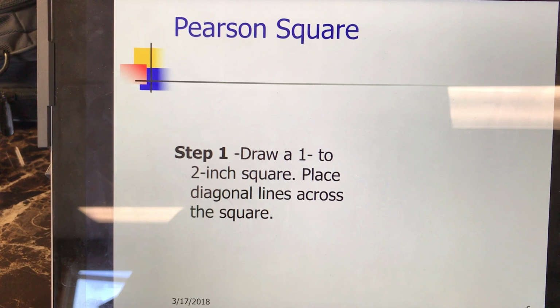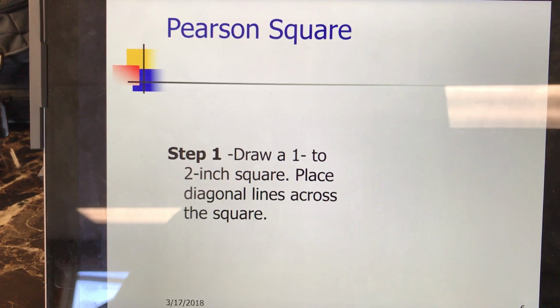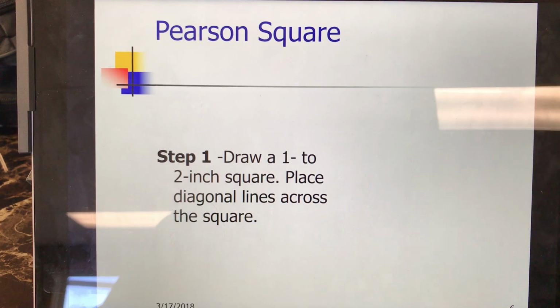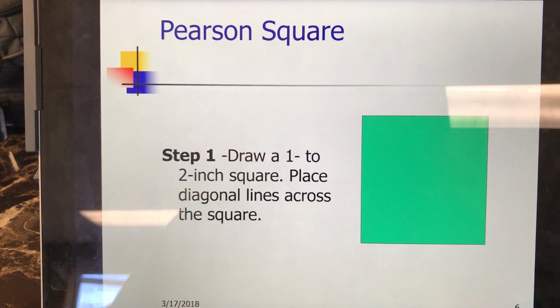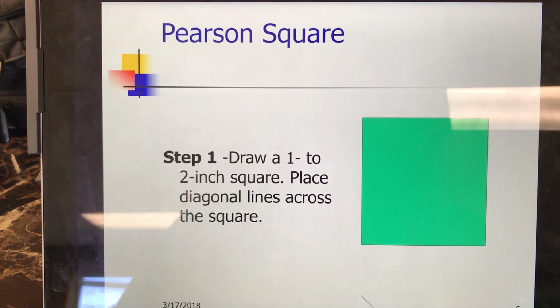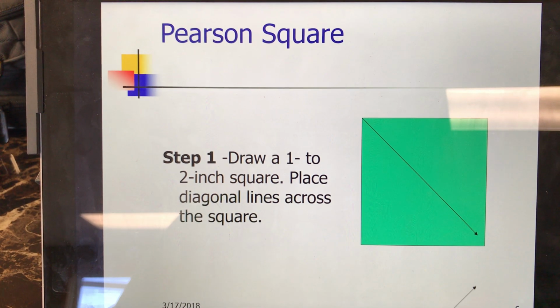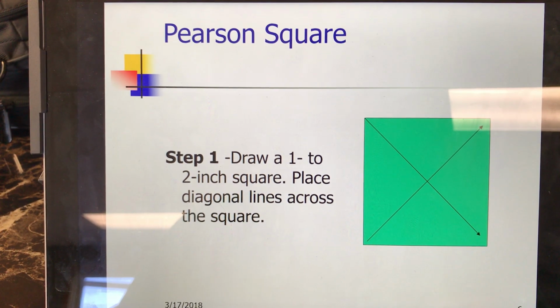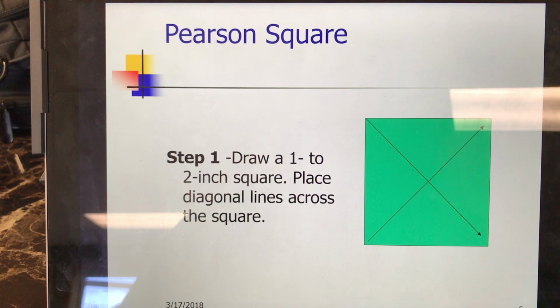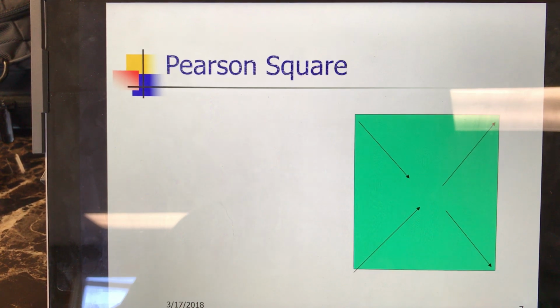So step one, don't worry about the 1 to 2 inch box. That's a little too precise for me. What I want you to know is that we're just going to draw a box with diagonal lines across it. So here's our box, and we are now going to draw our arrow from one corner to the other, and the same concept here as well. So notice we have the two lines going across the box. Those will come into play later. So that is step one, to draw your box and place those diagonal lines across it.